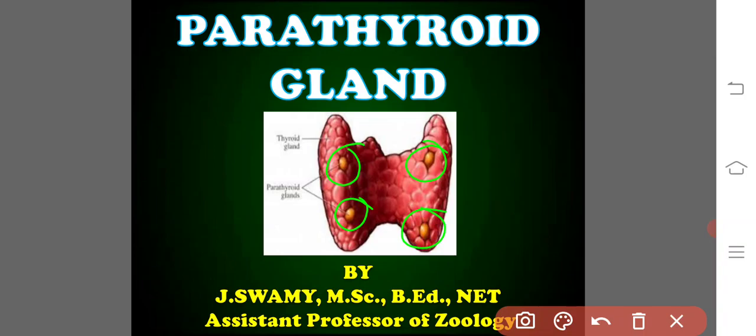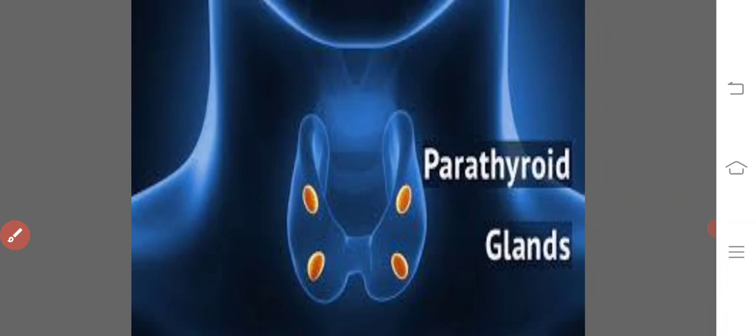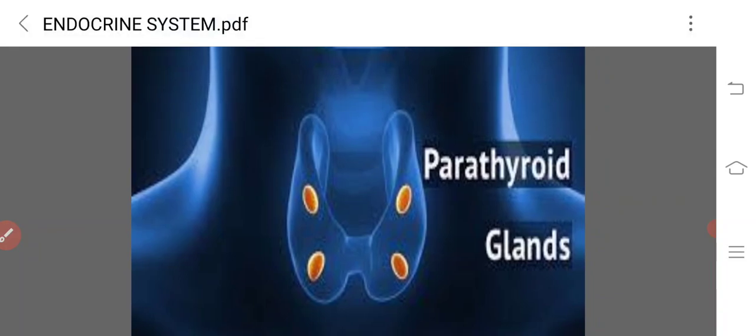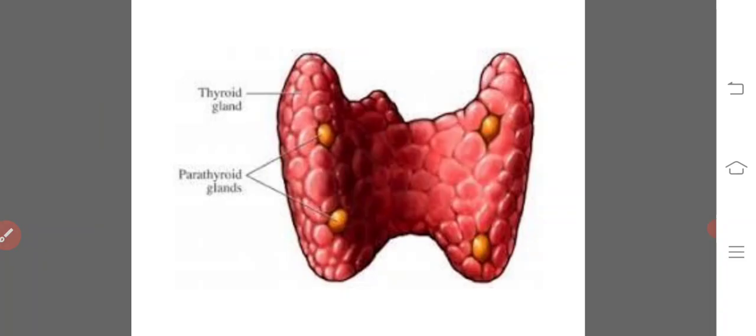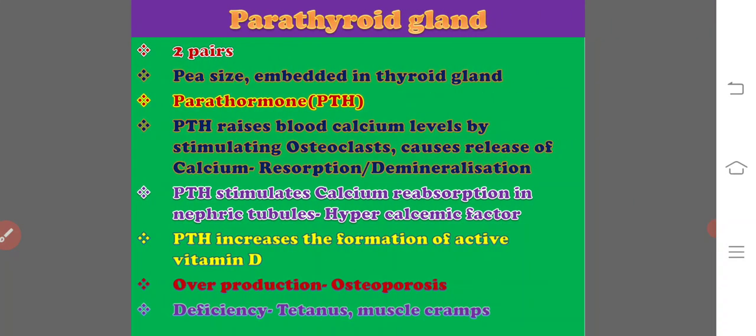They produce a single peptide hormone, which is known as the parathormone or PTH. Parathormone or PTH is produced by the glands. This PTH hormone works in close association with calcitonin of the thyroid gland and controls the calcium ion levels in the blood.